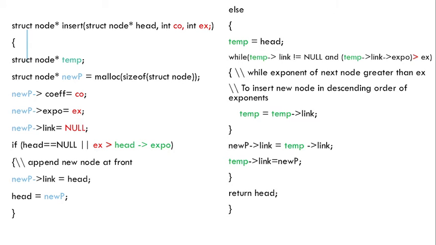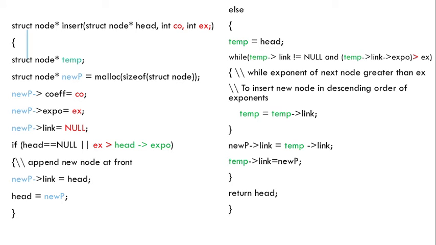Our next aim is to add this node to our linked list. So initially we are checking whether the linked list is empty. Head is equal to null. It means that the linked list is initially empty. So if the linked list is initially empty or the exponent value of the new node is greater than the exponent value of the first node of the linked list. What does it mean?